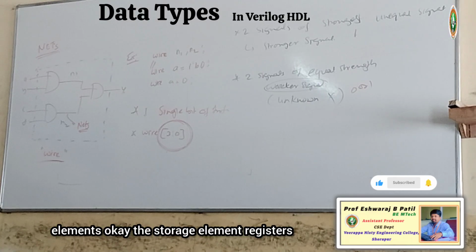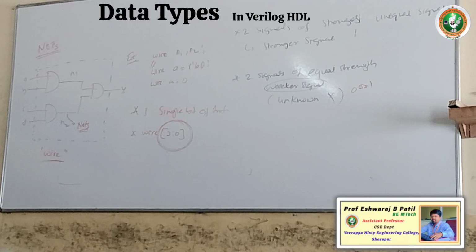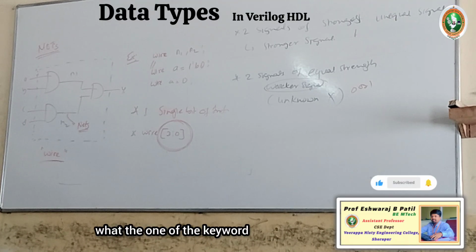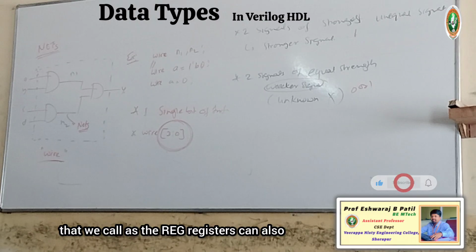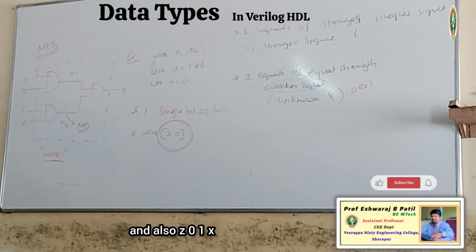The storage element registers are defined with one keyword that we call REG. Registers are always declared with the help of the keyword REG. Registers can also have 4 types of values: 0, 1, x and also z.